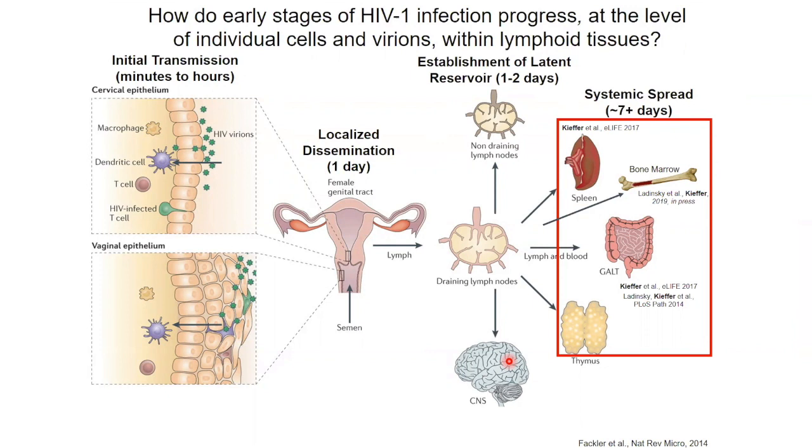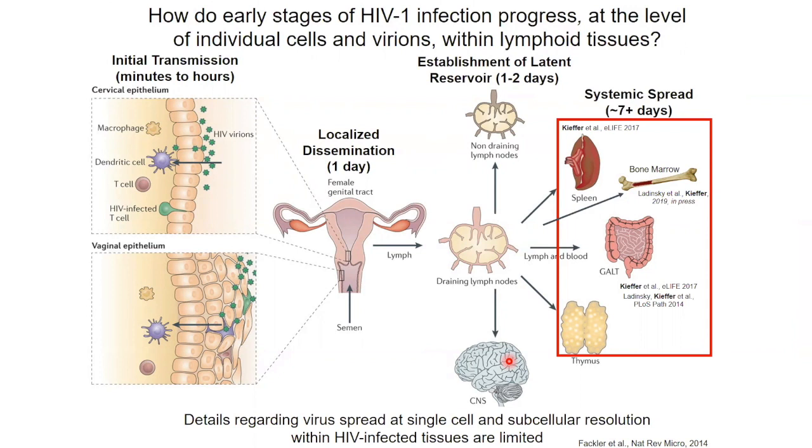And so, importantly, we've been studying this for nearly 40 years, but details of virus spread at the single cell and cellular resolution is really pretty lacking. Even though this is where most of the action happens, we don't really understand what's going on at the tissue level in great detail.